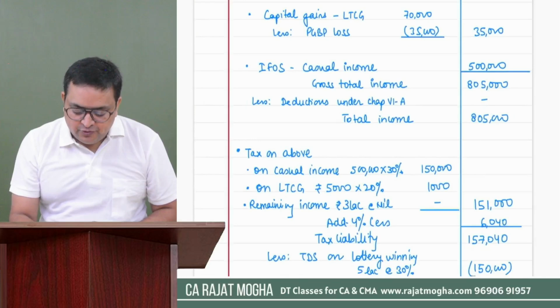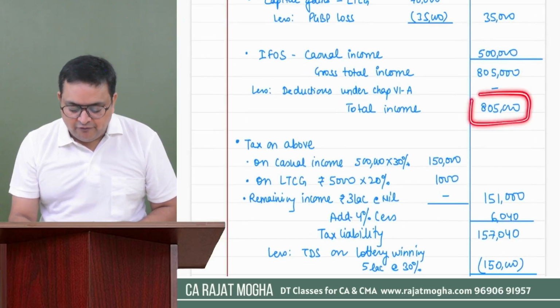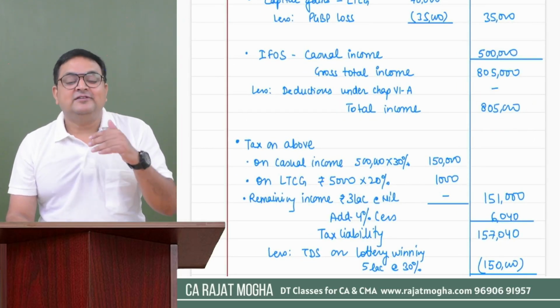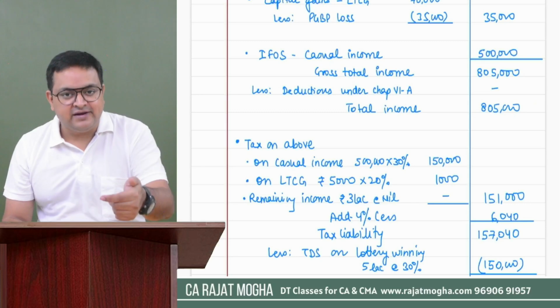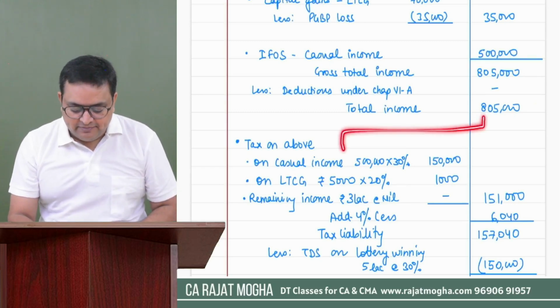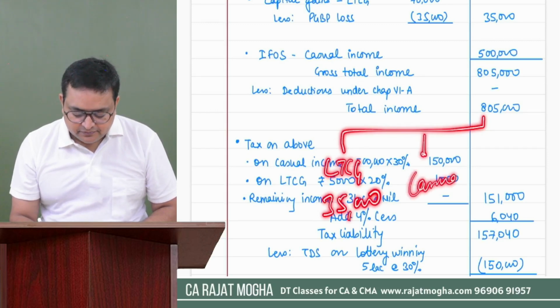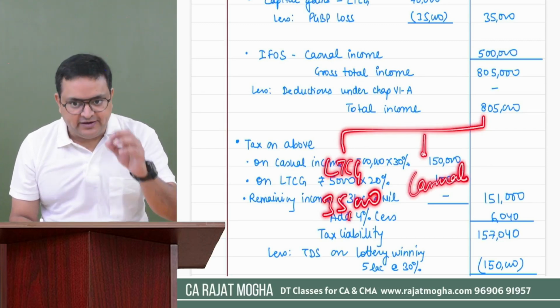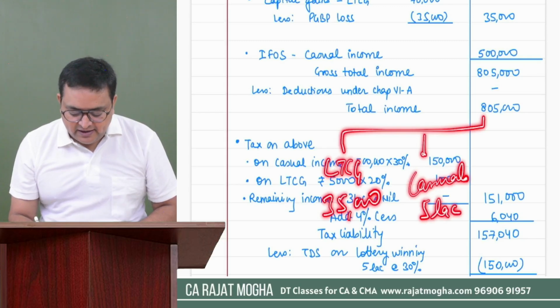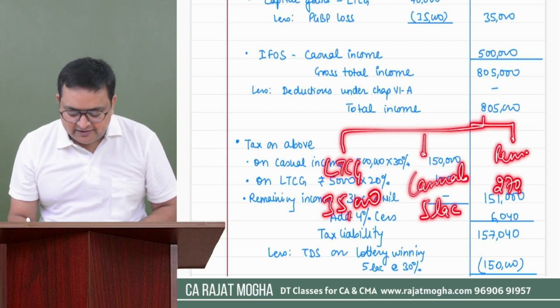Whenever you have to compute the tax on your total income, you first have to find out whether we have any special income which is chargeable under special rates. The answer is yes. We have a long-term capital gain of 35,000. We have casual income, which is taxable at a rate of 30%, of rupees 5 lakh. And then we have remaining income of 2,70,000.